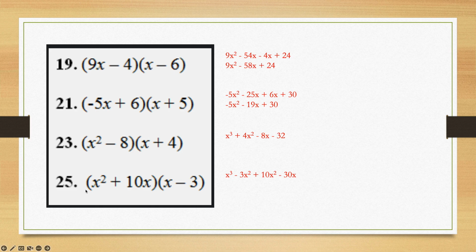Next one, x squared times x is x cubed. X squared times negative 3 is negative 3x squared. 10x times x is 10x squared. And 10x times negative 3 is negative 30x. And I want you to notice again that there are like terms to combine. In the middle, altogether, I have 7x squared. So I have x cubed plus 7x squared minus 30x. Okay? All right.